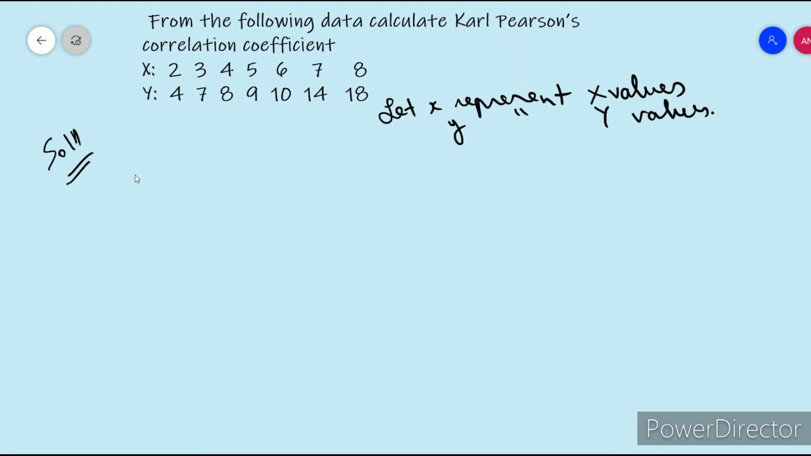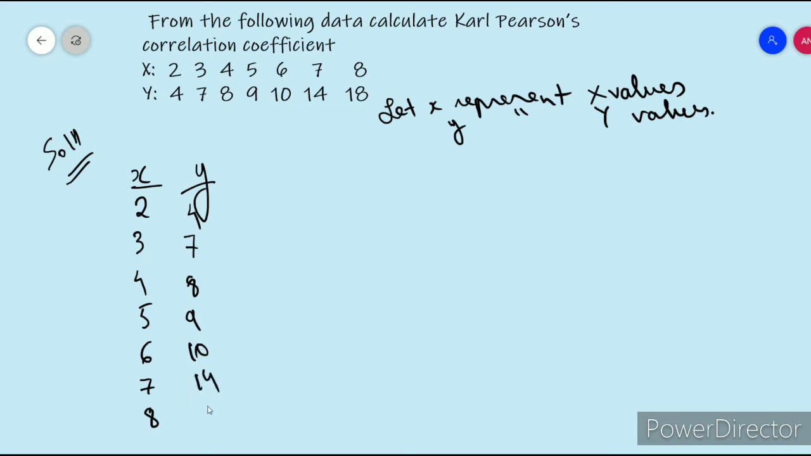So your x values are 2, 3, 4, 5, 6, 7, 8, and your y values are 4, 7, 8, 9, 10, 14, 18. First, we find x square. Square of 2 is 4, square of 3 is 9, square of 4 is 16, 5 is 25, 6 is 36, 7 is 49, 8 is 64.